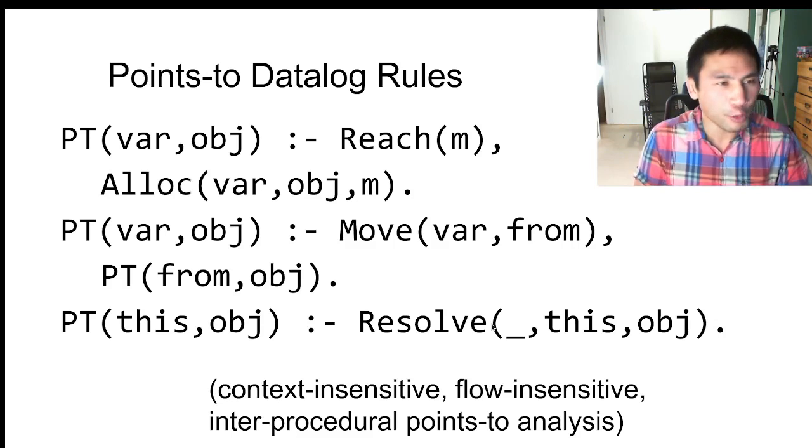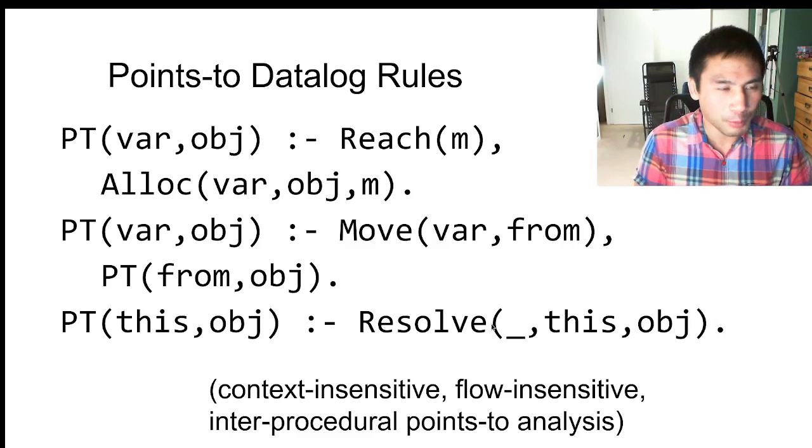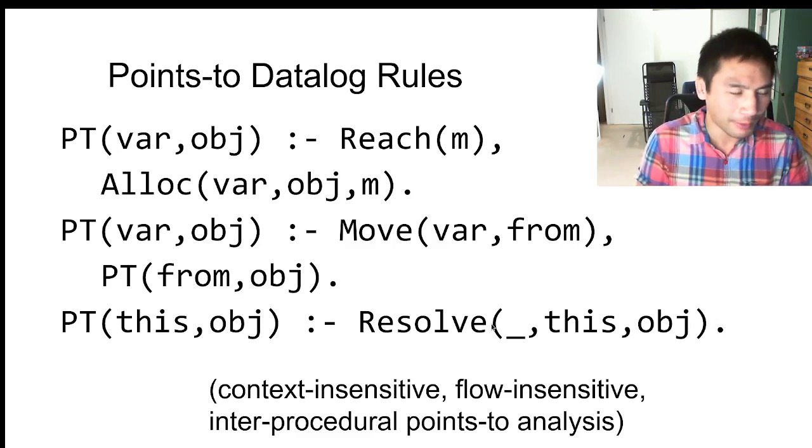And the points-to analysis part of their rules is, well, PT holds between var and object. That relation holds if m is reachable, method m, and m allocates variable v object O. This is singleton objects for this analysis. Then another way that you can have points-to analysis is you have points-to from an object, and then you move into var from, and then that means that you have points-to from var to obj.